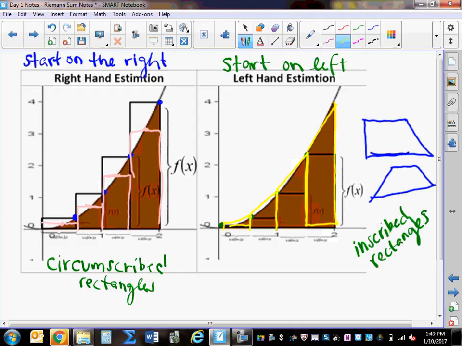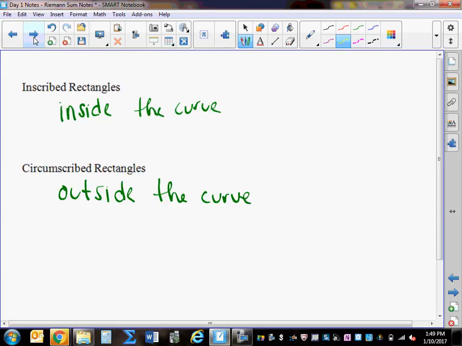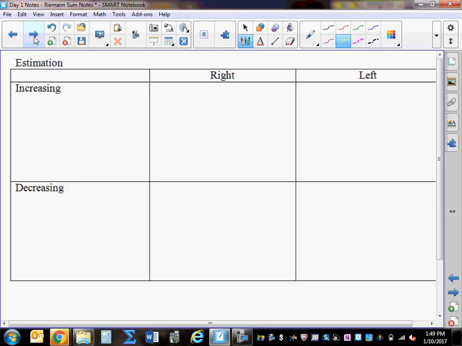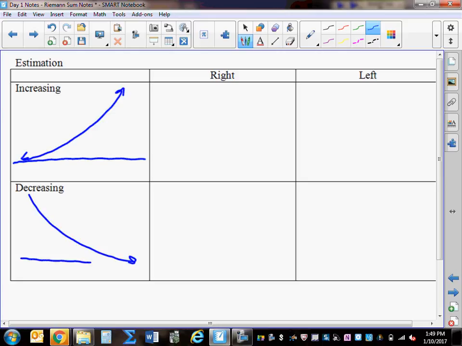Alright, so let's take a look at the bottom part of that page there, filling out this chart. So this is just talking about what it would look like with an increasing function as opposed to a decreasing function, what's an overestimation, what's an underestimation. So we'll just draw a rough increasing sketch, kind of like what we have above, and a rough decreasing sketch. Go ahead and replicate that for each of your boxes. You're going to get an idea of what's over and what's under.